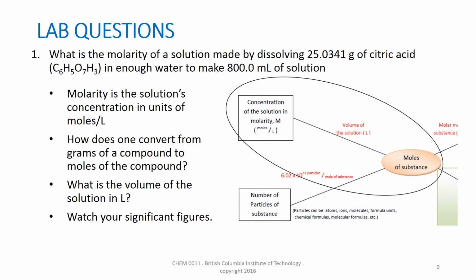The mass of the compound in grams needs to be converted into the moles of the compound. The molar mass of the compound is the conversion factor needed for this calculation. The volume of the solution must be expressed in liters. Then the molarity is the moles of the compound divided by the volume of the solution. Remember to keep track of the number of significant figures in the calculation.